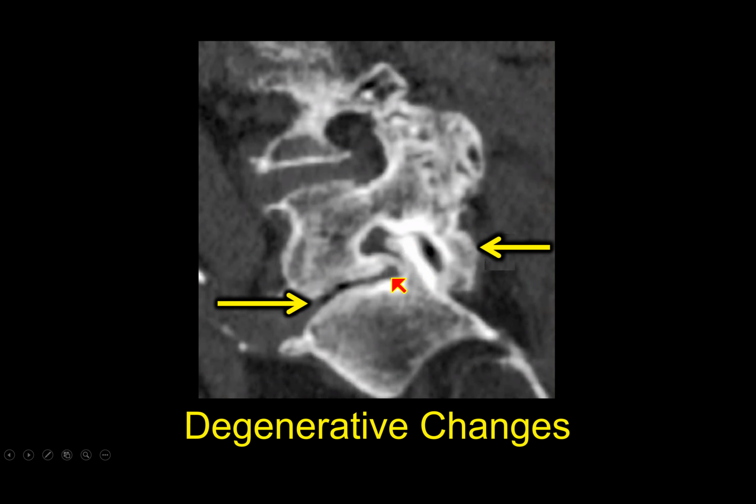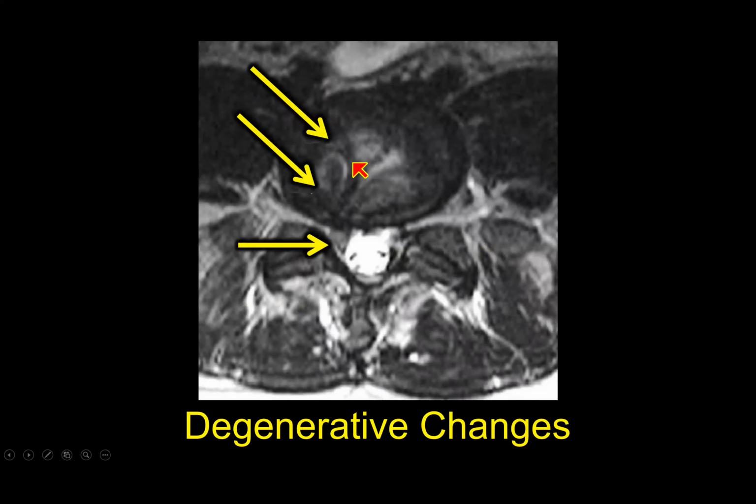Now, the disc degeneration itself that we see, we might see swirling of disc material. So every now and then, this axial T2 nicely shows the normal nucleus and disc herniation extending out. So this swirling appearance you might see with disc material that's trying to escape the annulus with those degenerative changes.